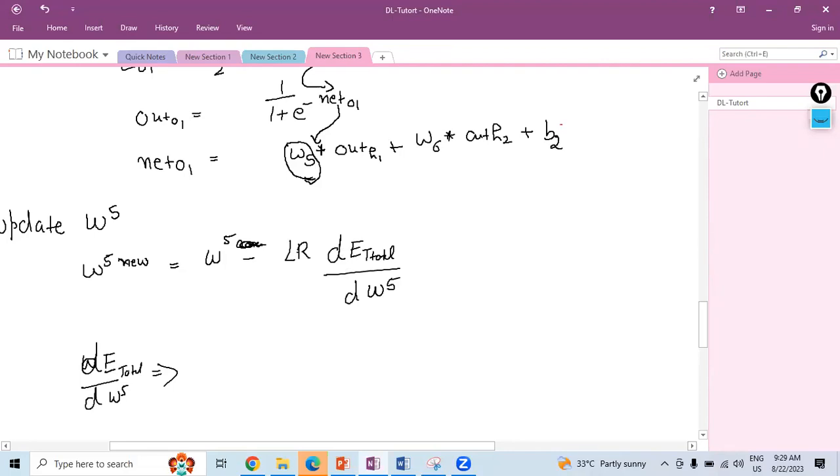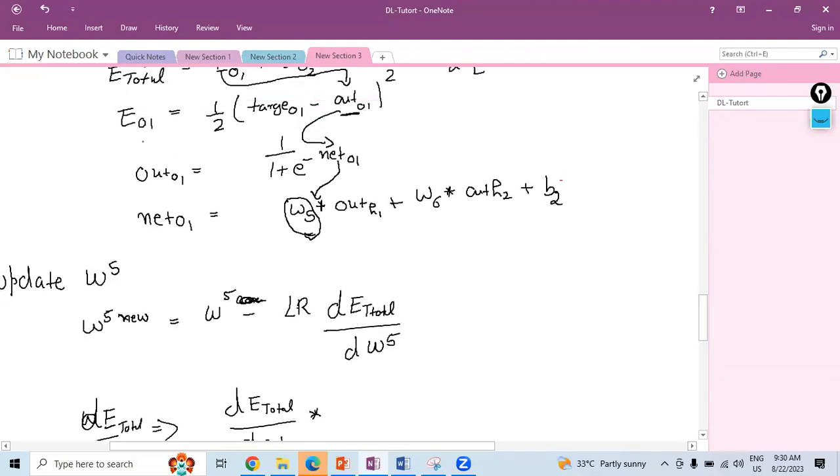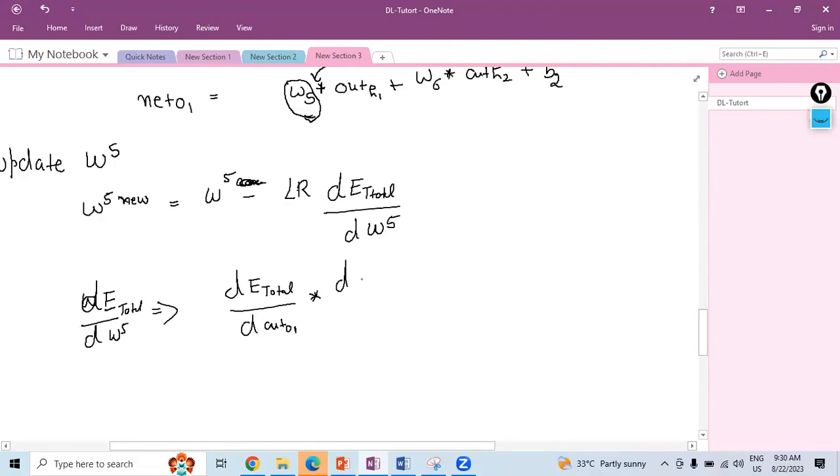If I expand this dE total by dW5, first I have to calculate dE total with respect to d out O1. I'm just following this approach. I will first calculate dE total with d out O1. Then d out O1, we are calculating with d net O1. And now this net O1 depends on your W5. This is the chain rule of differentiation. If you have any doubt, please let me know.